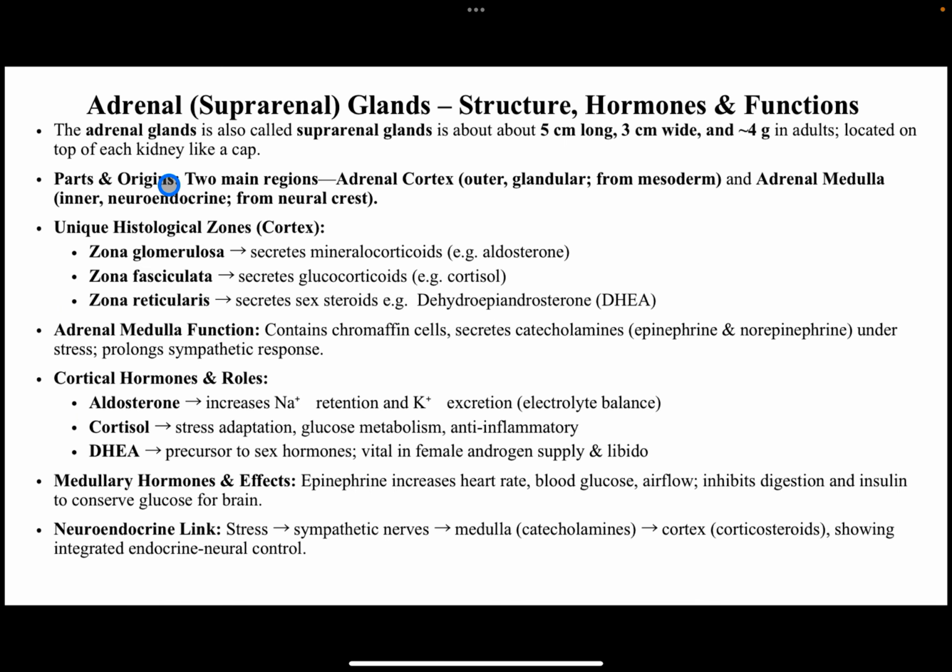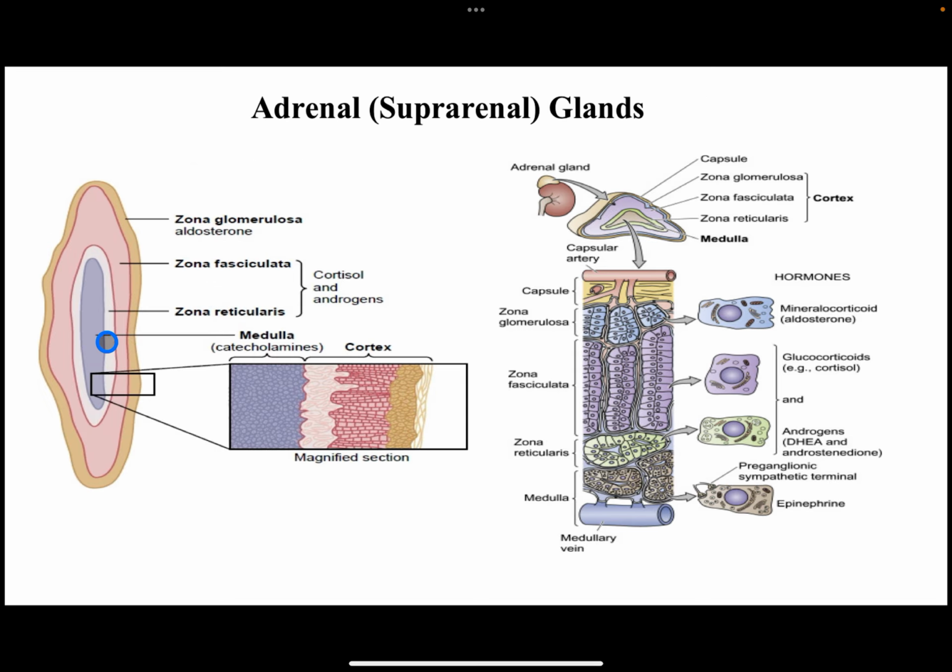So this gland, adrenal gland or suprarenal gland, has 2 main regions. The adrenal cortex, which is the outer layer, and then the adrenal medulla, which is the inner layer or the middle layer. And then the adrenal cortex has 3 main zones. We have the zona glomerulosa, the zona fasciculata, and the zona reticularis. These are the zones.